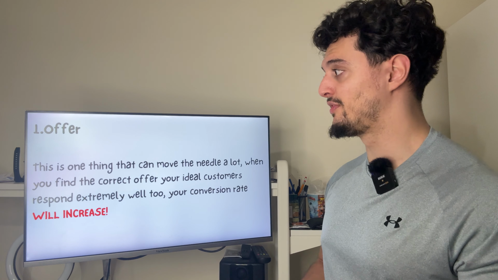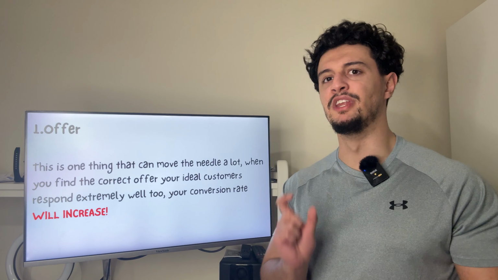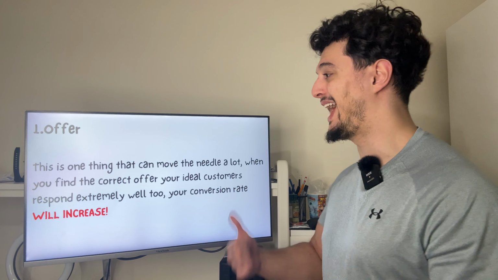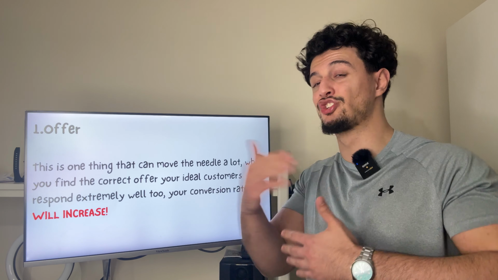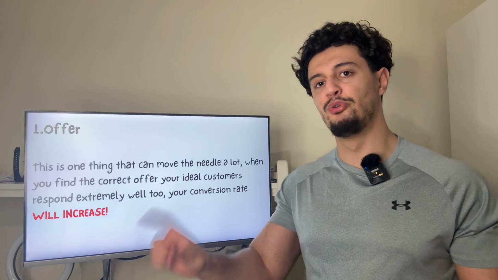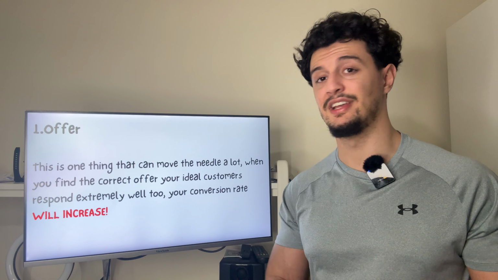Now, firstly, it's going to be your offer. This one can move the needle, I'd say probably the most, because finding an offer that resonates with your ideal customers, where they actually respond extremely well to a specific offer, testing and being able to find that offer is going to improve your conversion rate by quite a lot, right? And you'll probably be surprised.